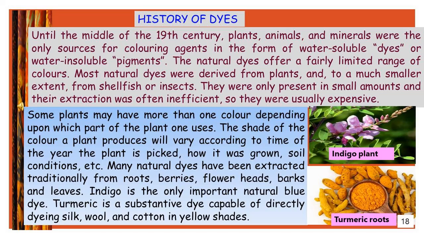Some plants may have more than one color depending upon which part of the plant one uses. The shade of the color a plant produces will vary according to the time of the year the plant is picked, how it was grown, soil condition, etc. Many natural dyes have been extracted traditionally from roots, berries, flower heads, barks, and leaves. Indigo is the only important natural blue dye. Turmeric is a substantive dye capable of directly dyeing silk, wool, and cotton in yellow shade.